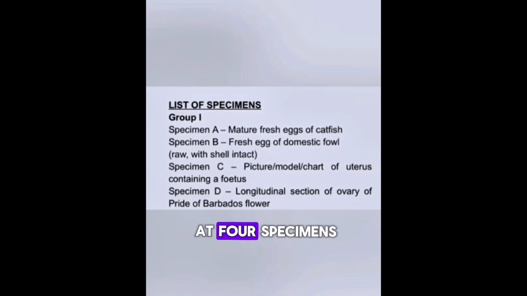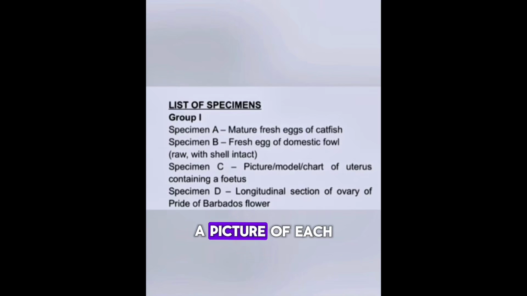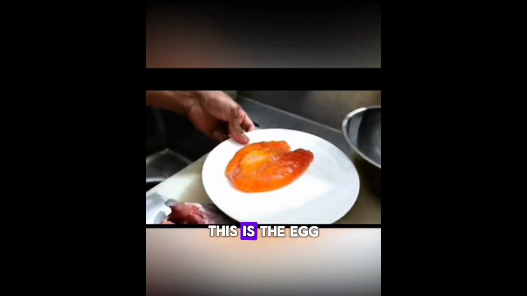We're going to look at four specimens: specimen A, specimen B, specimen C, specimen D. Before we take a look at the questions, I'm going to show you a picture of each of these specimens, then we proceed. Okay, so this is the egg of a catfish. You can see this is specimen A, the egg of a catfish.